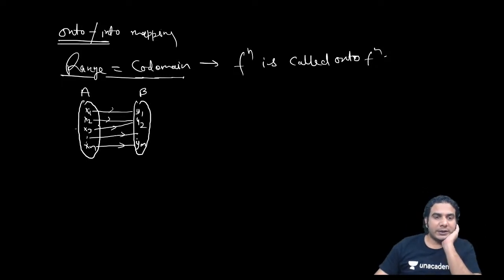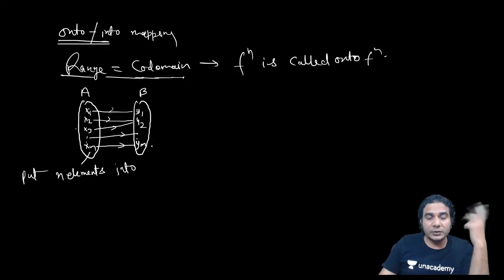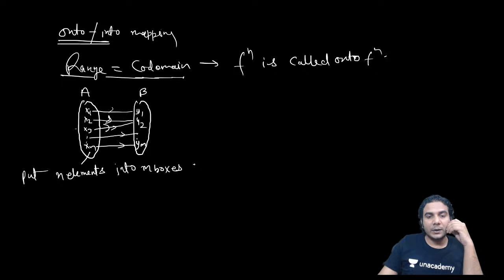So that means total number of mappings. How to find the total number of mappings? Now these are your n elements. Put n elements into, these are again boxes. You can put more than one element into the same box, right? So into m boxes, provided no box is empty. That will give you the total number of onto mappings.